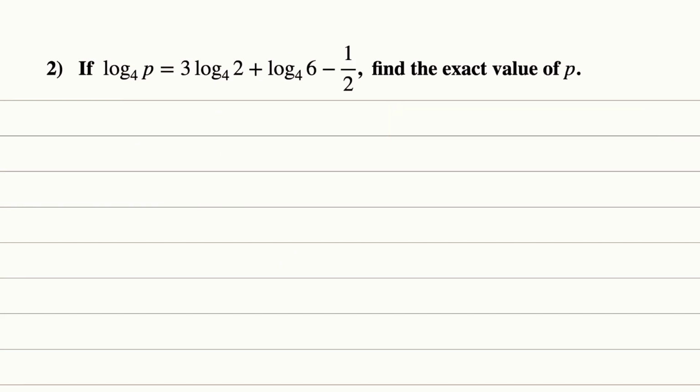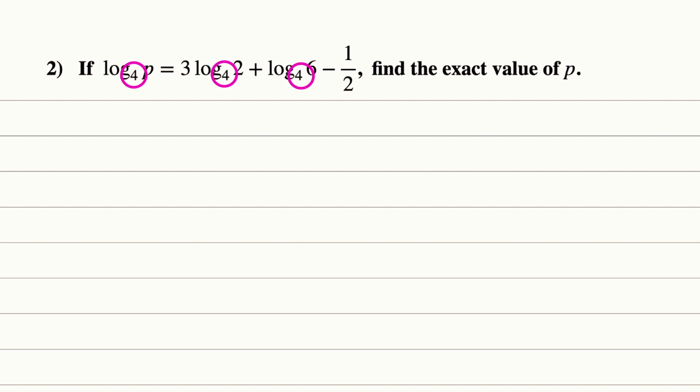Now let's move on to question 2, where we can employ the concepts of the product law or the product rule of logarithm. So if log to the base 4 of p is equal to this expression over here, we're going to find the exact value of p. Firstly, all we need to do is to ensure that the bases on every term in the log are the same. In this case, it is base 4, except for the last one.